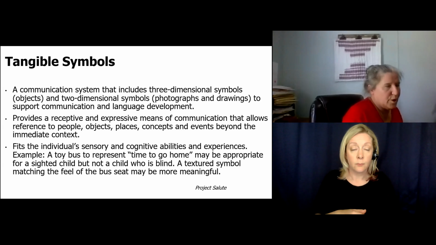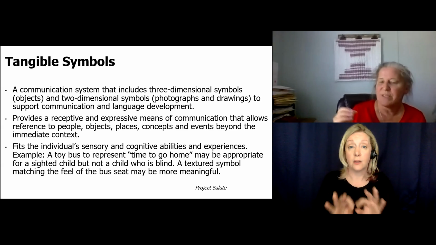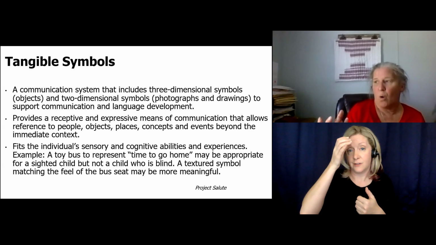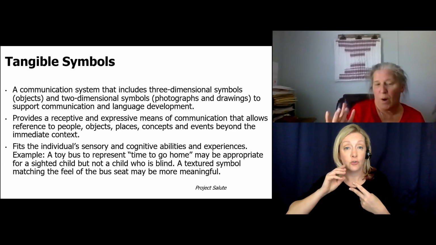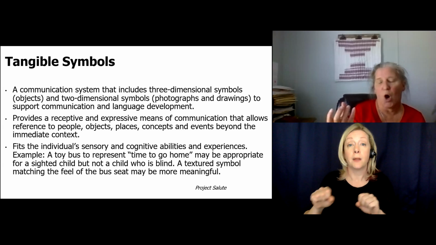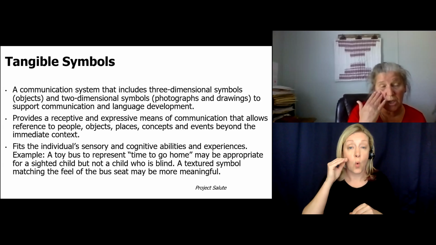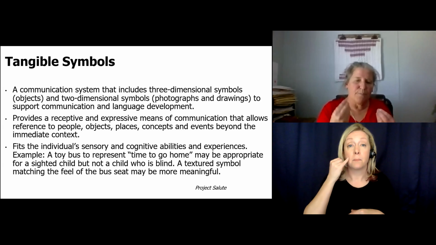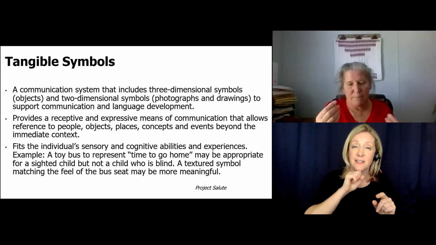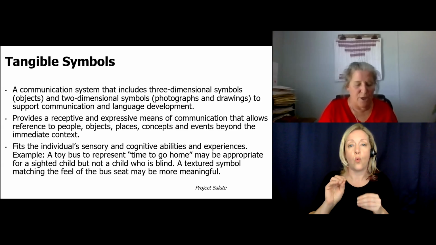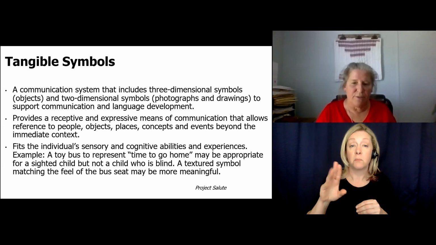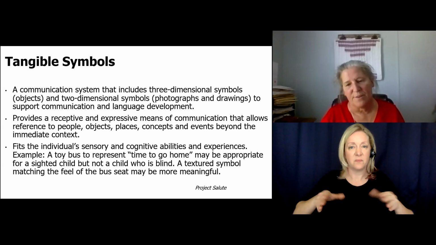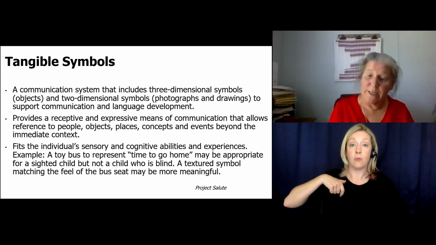Then we need to make sure to fit it with their sensory and cognitive abilities and their prior experiences. So you might be able to use a toy bus to represent time going home, but with a learner with no vision, we definitely wouldn't want to do that. We'd want to use something with some texture, something that they might feel. So a lot of times when representing the bus, I might use some texture that feels like the seat on the bus. Or if there are seat belts, I might use a strap of the seat belt to let them know that that's where we're going, to the bus.